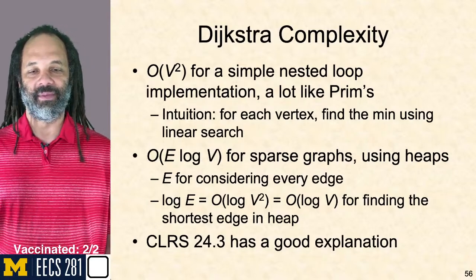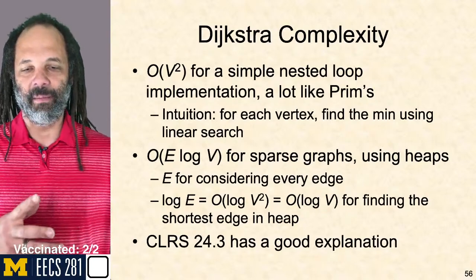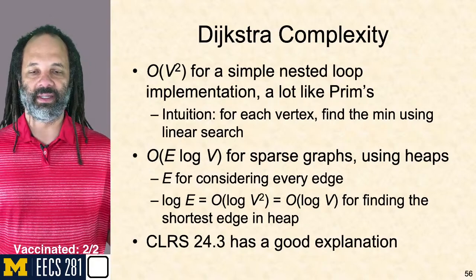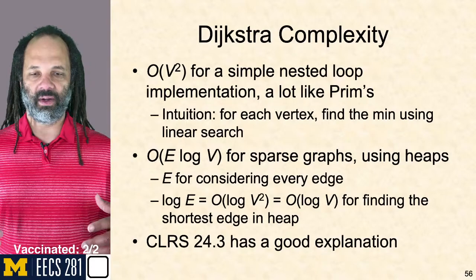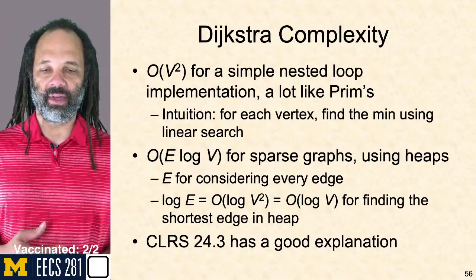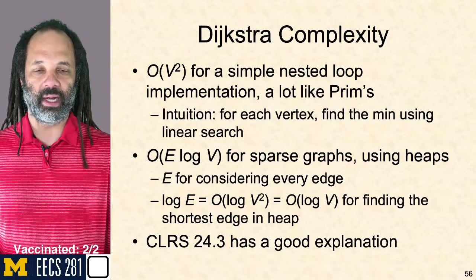And that would end up being something that looks like a big O of E log V squared, really, because we're looking at each one of the vertices. But since E is on the order of V there, then we can still find the shortest edge in a heap, and we end up with this E log V. Good explanation in the text there, 24.3 at CLRS.